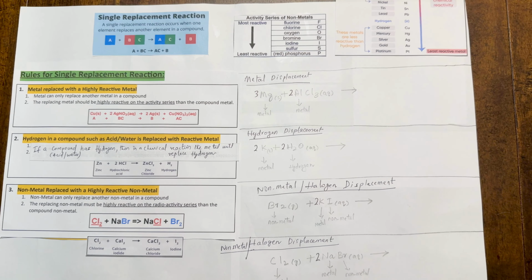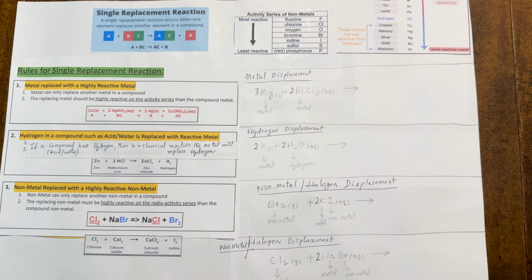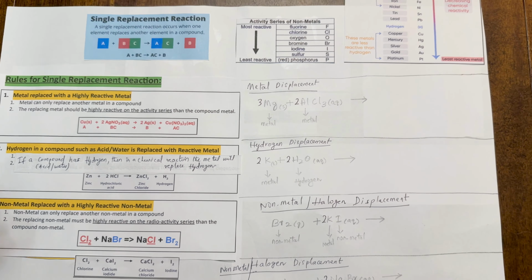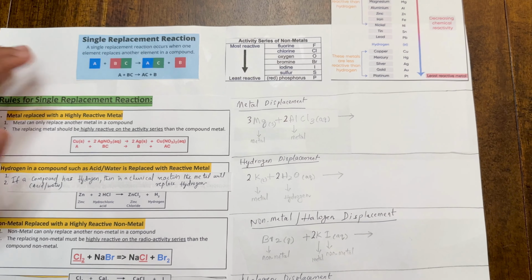In this video, we're going to be talking about single replacement reactions. A single replacement reaction occurs when one element, like a single element, replaces another element within a compound. An example: let's say we take element A and we have a compound which contains element B and element C.